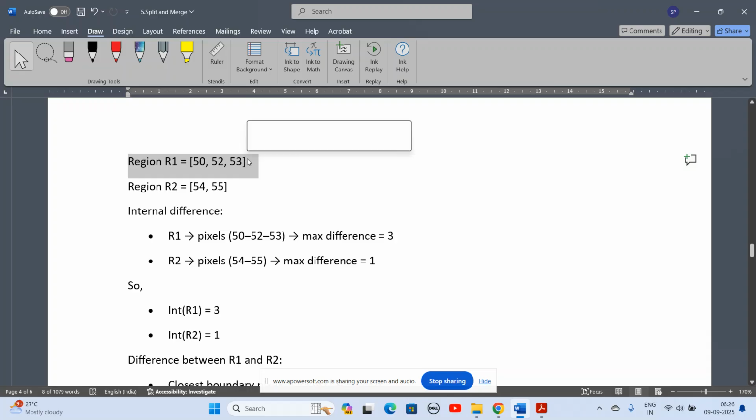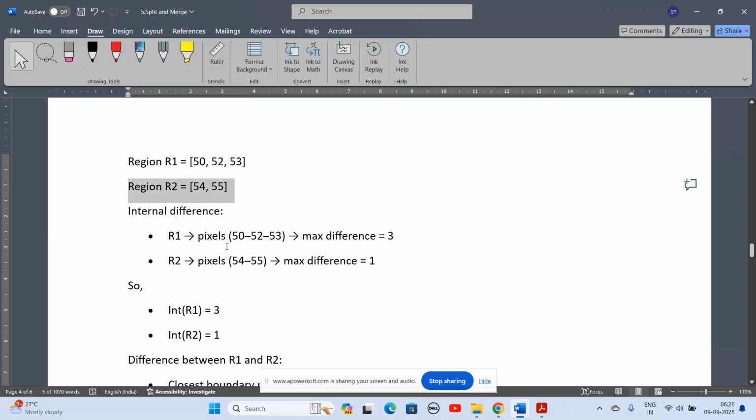So I'm going to take region R1 as 50, 52, 53 and region R2 as 54, 55. And for internal difference, we'll find the difference. So we'll use minimum spanning tree to identify the difference. For simplicity, I have directly taken the result. So in R1, the maximum difference among the pixels is 3. In R2, the maximum difference among the pixels is 1. So the first part is over.